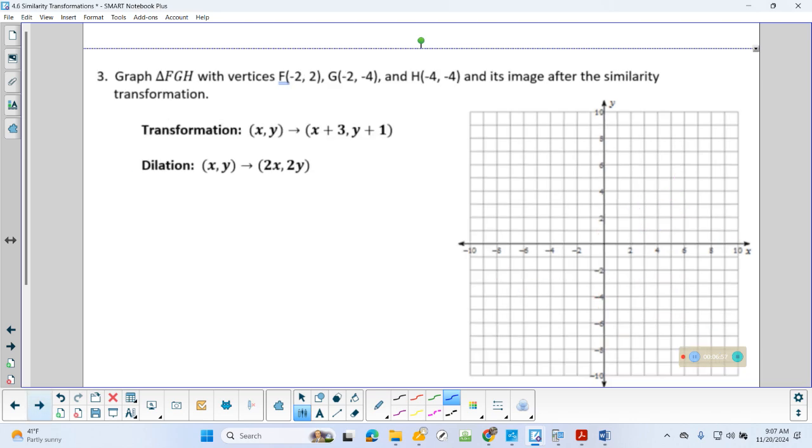All right, let's do another, because we have not done one of these in a while. I know you know how to do it, but we just haven't done one, so let's practice that. So let's, of course, mark your triangle. Here we go. So plot your points. F, negative 2, 2. G, negative 2, negative 4. I kind of miss proofs. Negative 4 for H. All right, get your triangle drawn. Got it.